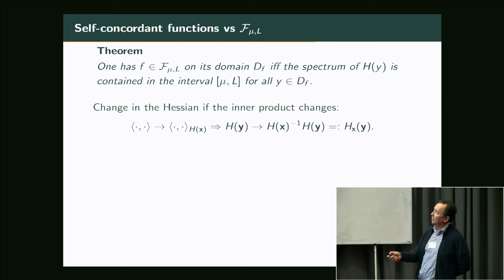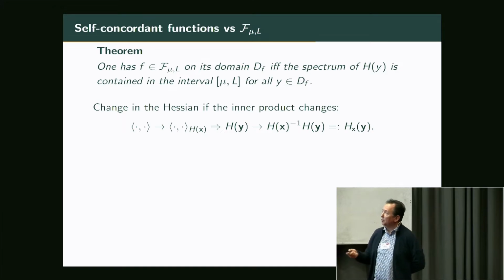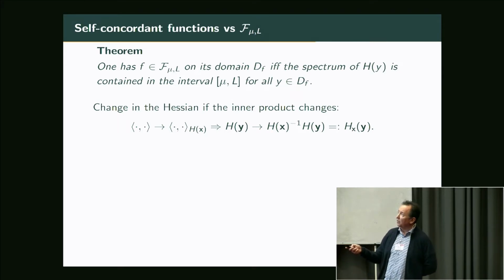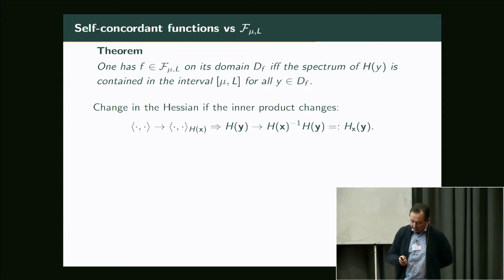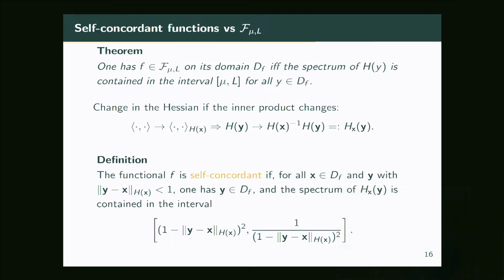Okay, so the first thing we have to understand is, since the gradient changes with the inner product, so does the Hessian. So basically, if we change the inner product from the standard one to the one defined by the Hessian at the fixed point, then the Hessian at the point y just becomes this operator here, which is usually denoted by Hxy. The subscript x just reminds us that we have to multiply it by this linear operator from the left. And the idea is now that our function class f mu l corresponds to a known class of functions which are called self-concordant functions.